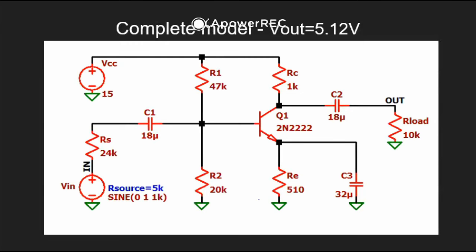Our capacitor values were found knowing that the capacitors are supposed to bypass the DC, so they must have less than 1% capacitive reactance. Knowing this, we found these values, which later we improved in a complete model that turned out like this, where our output voltage is 5.12 volts. This is our final circuit.